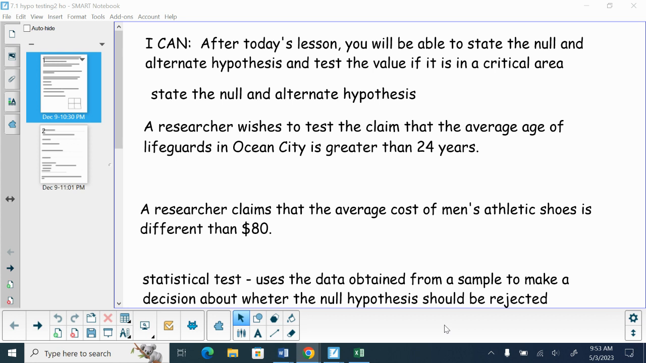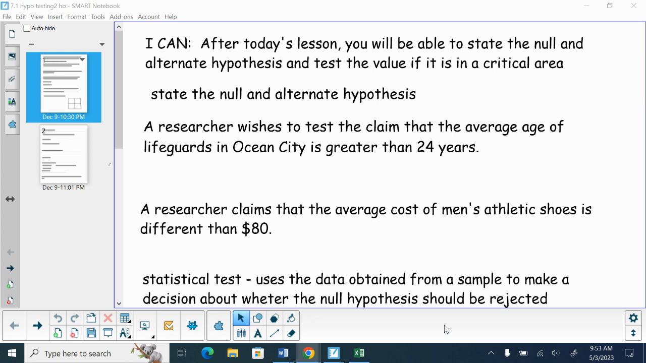Once again, the ultimate hypothesis is what a researcher or somebody hopes is true, or is trying to show is true. In most cases, something has been established, and somebody is trying to disprove whatever has been established. So the ultimate hypothesis is what that person hopes is going to be true. The null hypothesis will be the opposite of that.